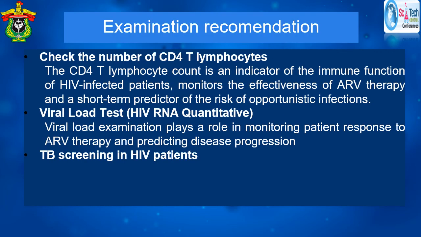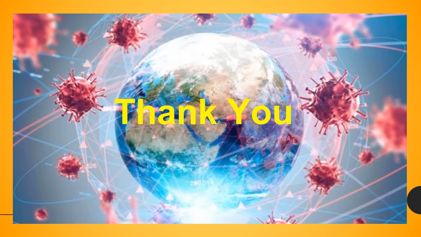Examination recommendation: the first, check the number of CD4 T lymphocytes. The CD4 T lymphocyte count is an indicator of the immune function of an HIV-infected patient, monitors the effectiveness of ARV therapy, and is a short-term predictor of the risk of opportunistic infection. The second, viral load test. Viral load examination plays a role in monitoring patient response to ARV therapy and predicting disease progression. And the third is you must do TB screening in HIV patients. Thank you.